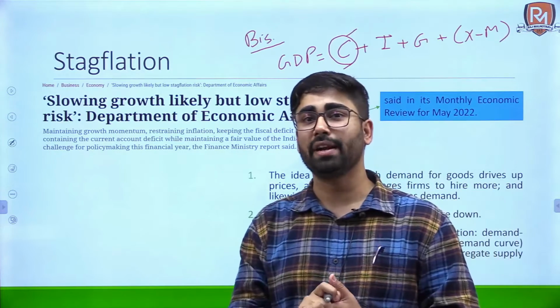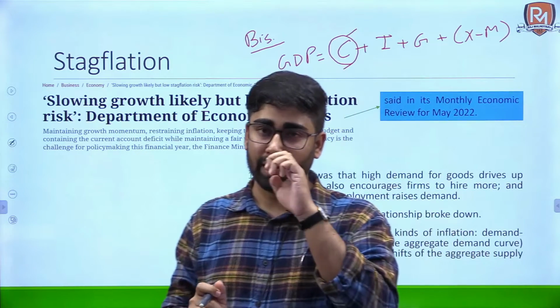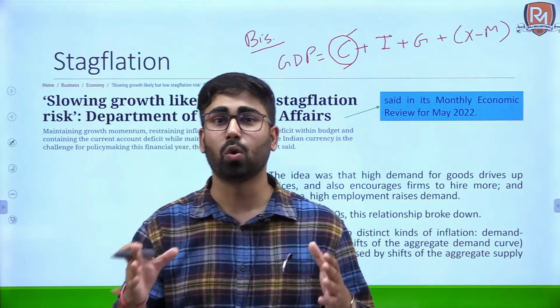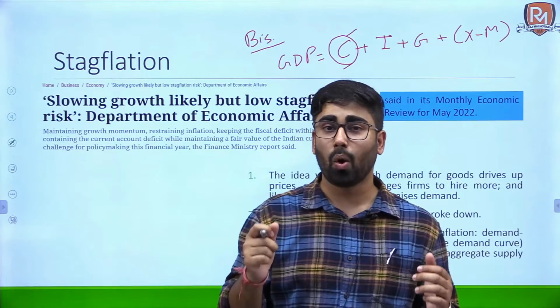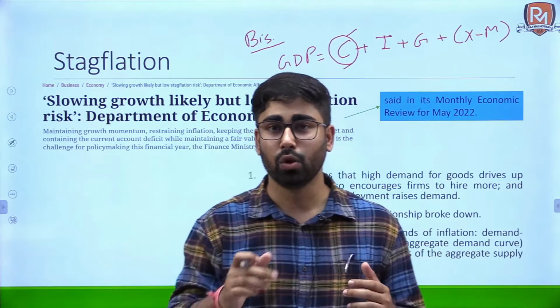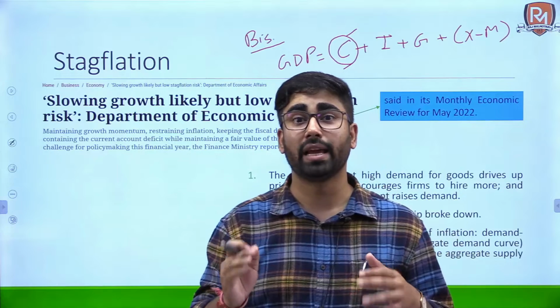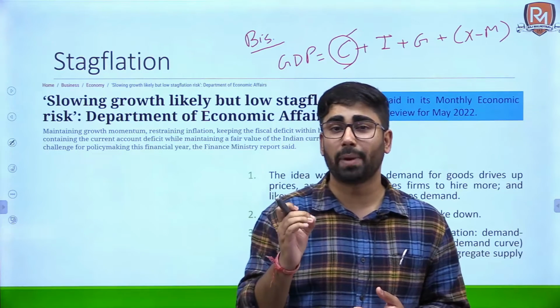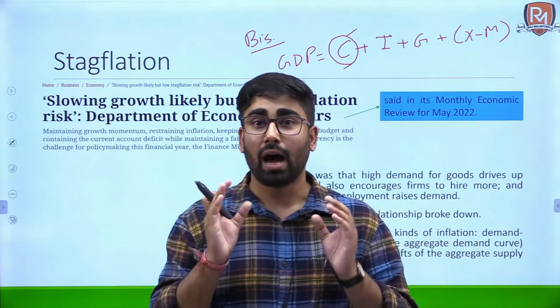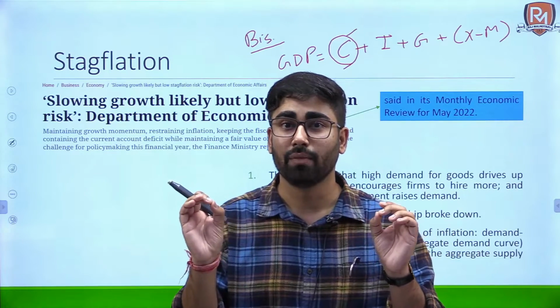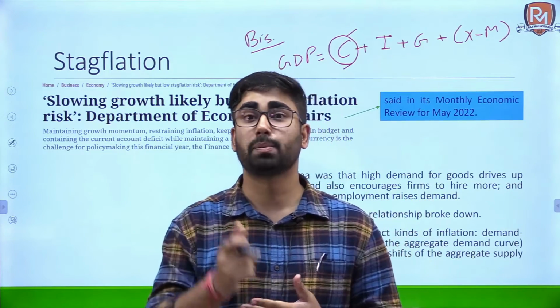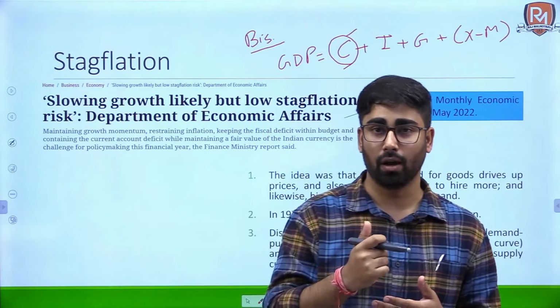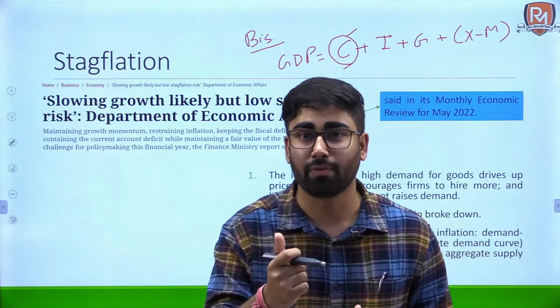In 1970s, when the OPEC nations, that is a cartel that controls the oil supply across the world, increased their oil prices, because of that increase in oil prices, stagflation was witnessed across the world, especially in United States of America. And now what is stagflation?